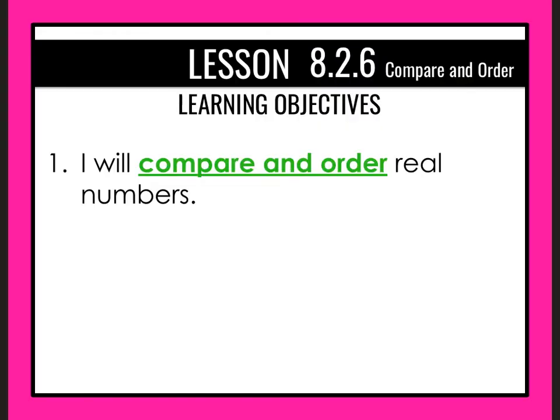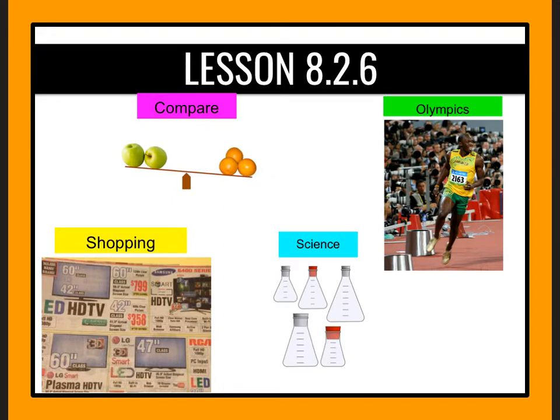I will compare and order real numbers. So where is it that we see comparing and ordering of numbers? I just gave you a variety of pictures. You see this when we're looking at timed events in the Olympics. You see it in science. You see it when we're comparing prices and shopping. And when we're comparing weights, right? So the word compare means I'm looking at two things to see which one maybe weighs more, weighs less, and I'm making comparisons. So this is what we will do. We will compare, and we will also place numbers in order.